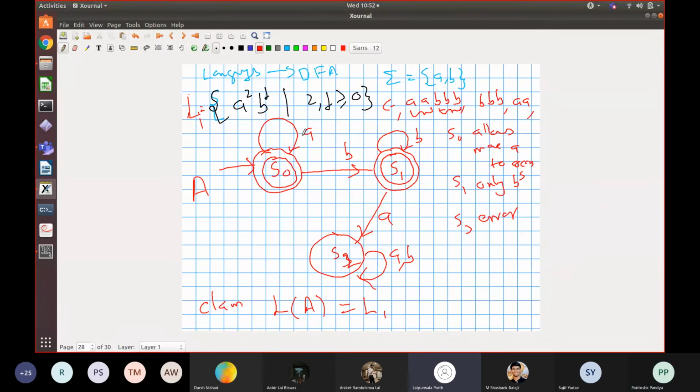Double circle means final state, right? Final state, yes. So here our set of final states, I'll write it in black. F consists of S0 and S1, right? And Q is S0, S1, S2.